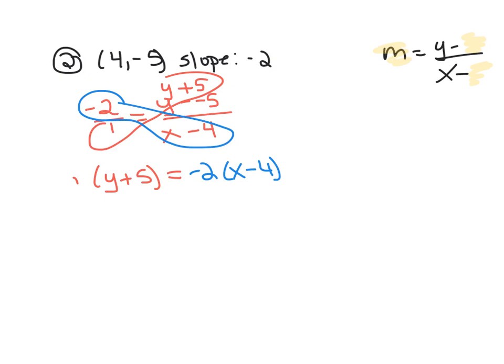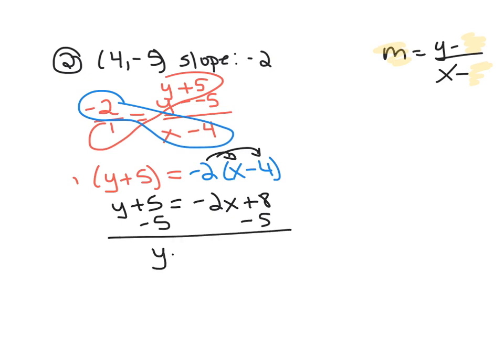Now, I always put the y on the left side just because my equation is going to be y equals, so I set it up. And then we solve. Y plus 5 equals, distribute just like you do with equations, -2x plus 8. Subtract the 5 because the y has to be alone. Y equals -2x plus 3. Done.